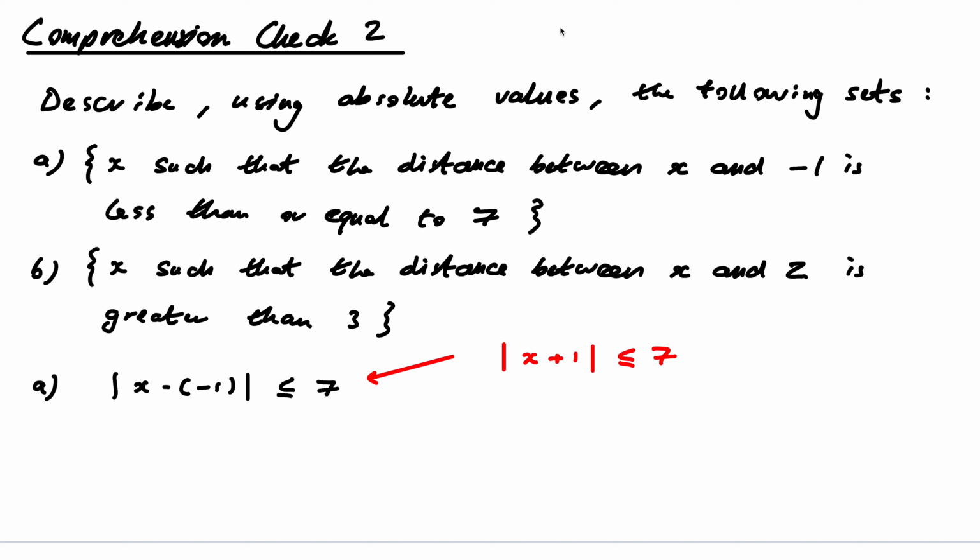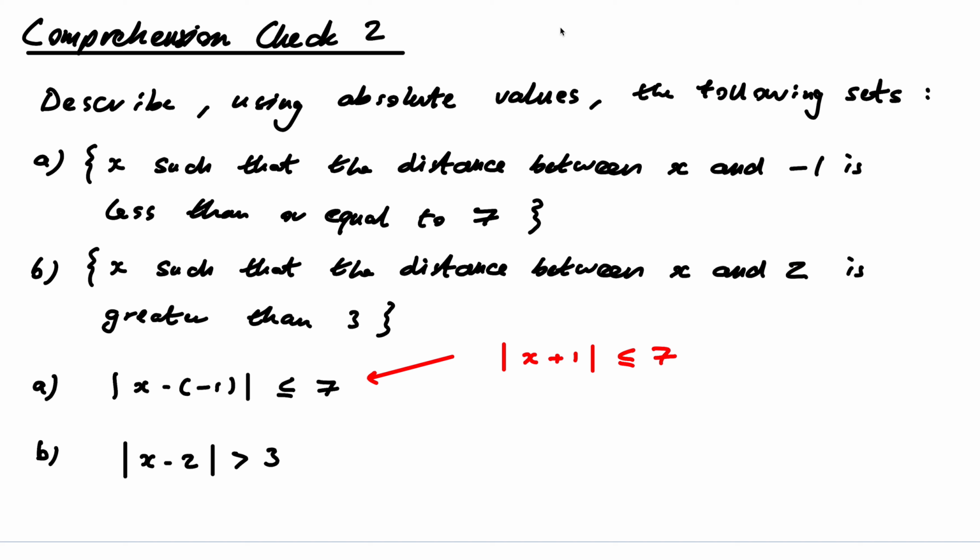B. So this one's a bit more interesting: the distance between x and 2 is greater than 3. So the distance between x and 2, of course, is the absolute value of x minus 2. Greater than 3, well, nice and simple, it means it's strictly greater than 3.